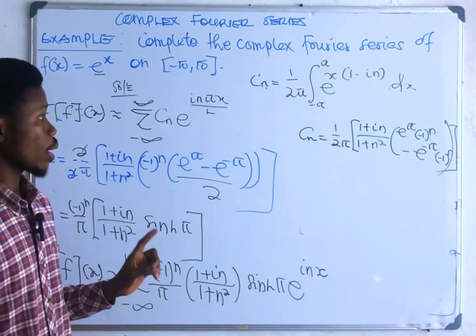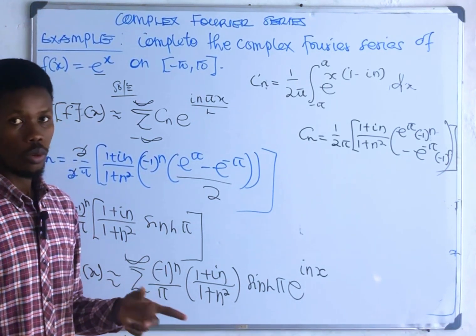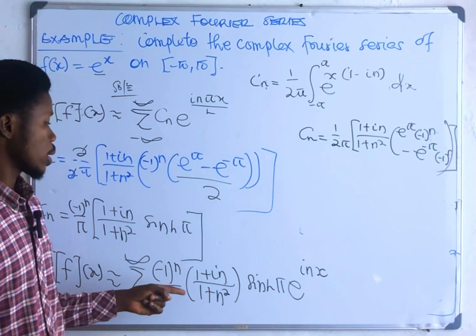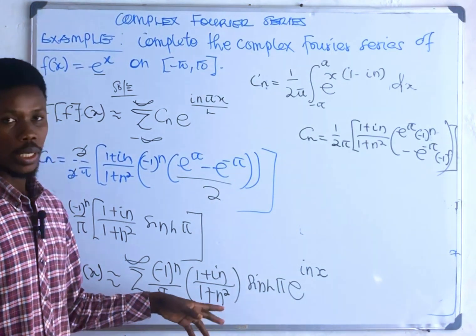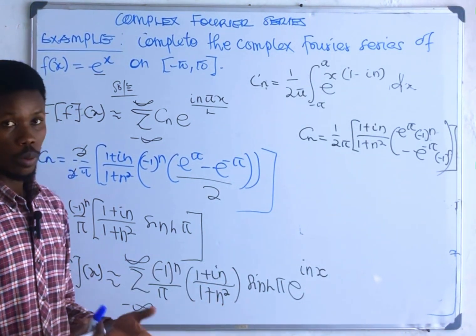Somebody may ask, why did I conjugate? You can decide not to conjugate it. You will get 1 over 1 minus in. You will get it. No problem with that.